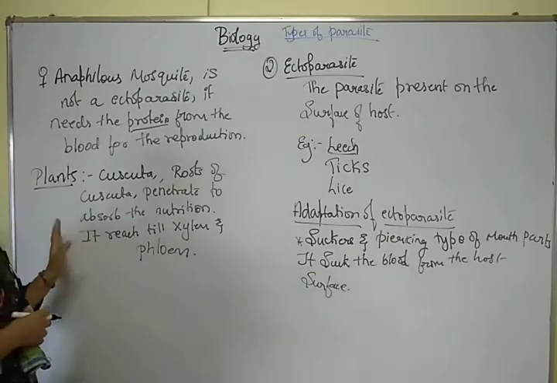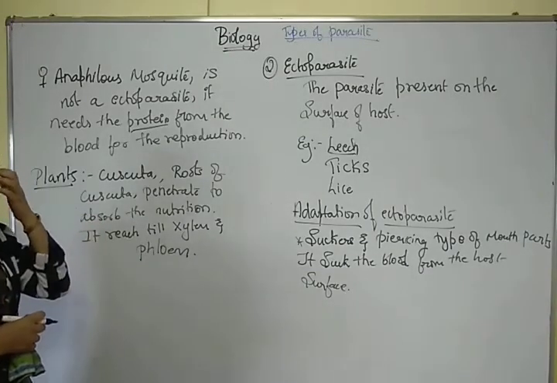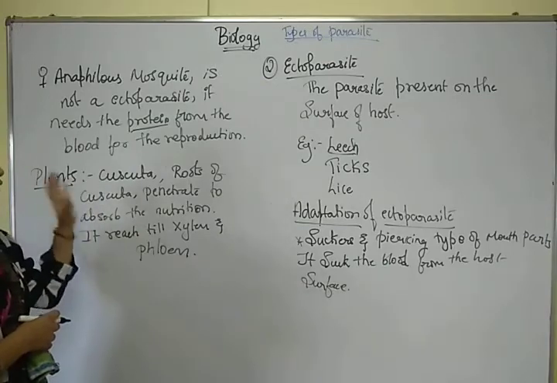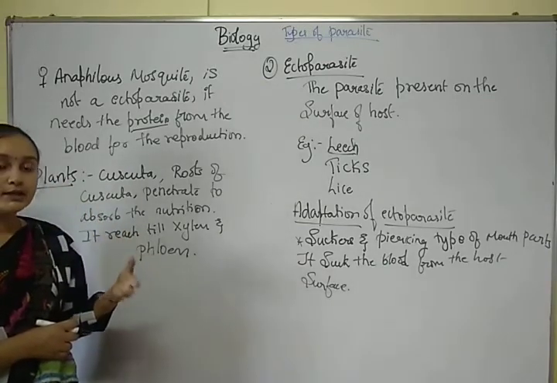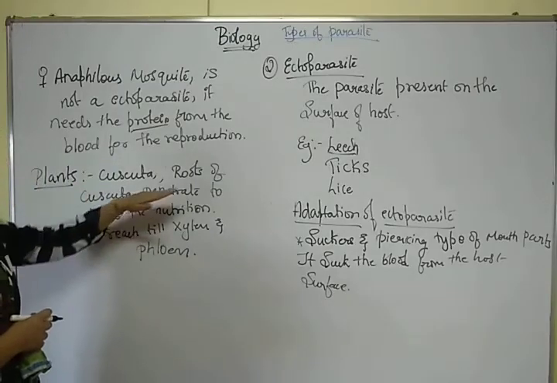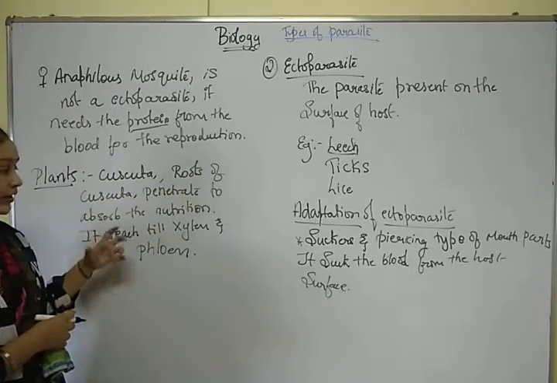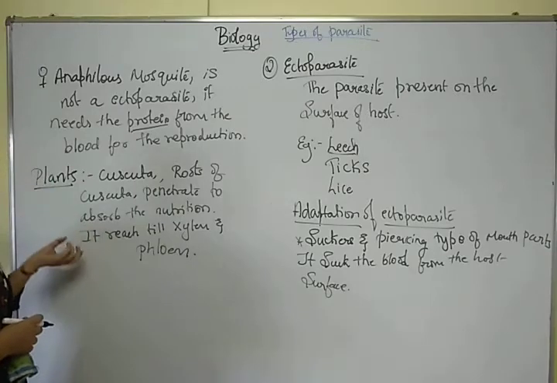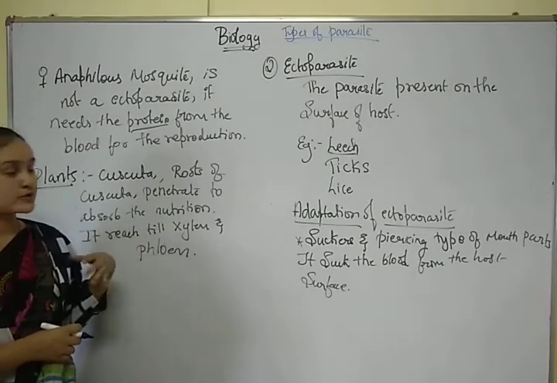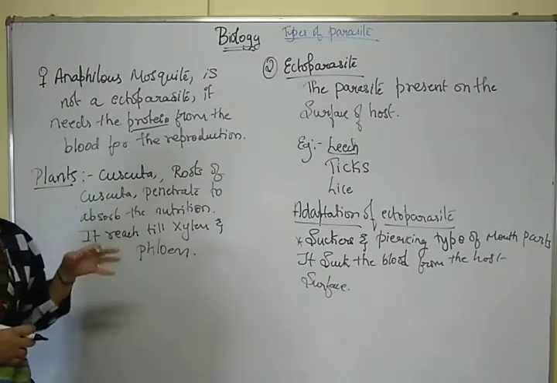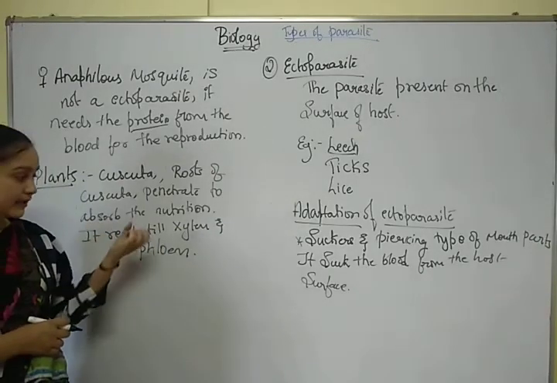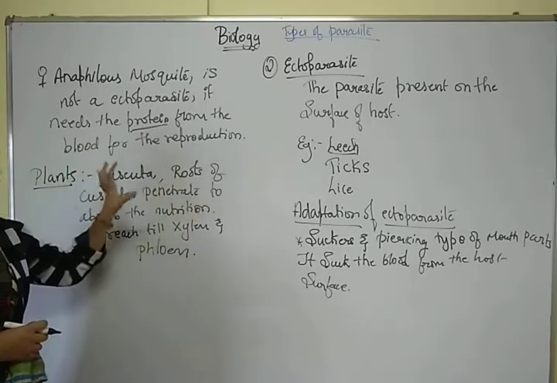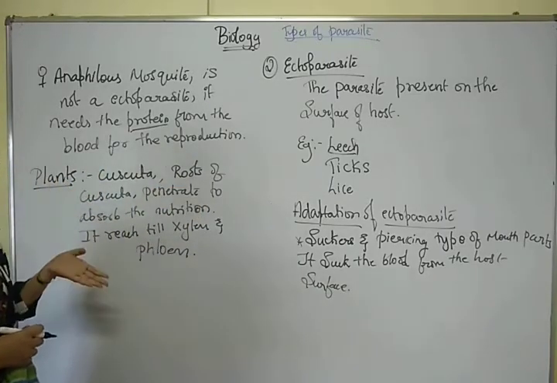In plants, the example is Cuscuta. Here, the roots will be very well developed compared to the other parts. Why? Because whatever nutrients it needs, it is completely dependent upon the host plant. The roots of this Cuscuta will penetrate and take all the nutrients present in the host plant. The roots reach the xylem and phloem, which are conductive tissues. Whatever water and minerals are conducted through this conductive tissue will be taken by the roots.